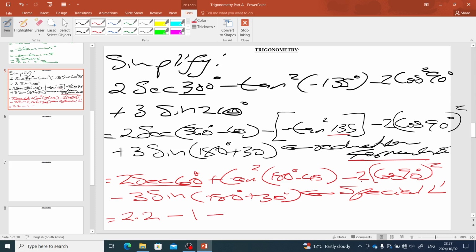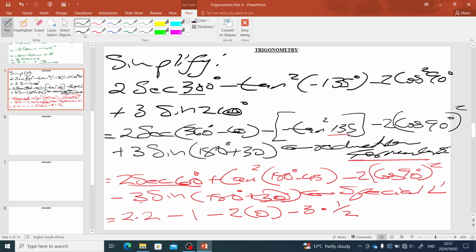Then it will be minus. We come to this one. It is 2. We know that cos 90 is 0. Then it will be 2 multiplied by 0. Then we come to the fourth one, sine 30. Sine 30, we know that it is half. Multiply by your coefficient there, it will be 3 multiplied by half.